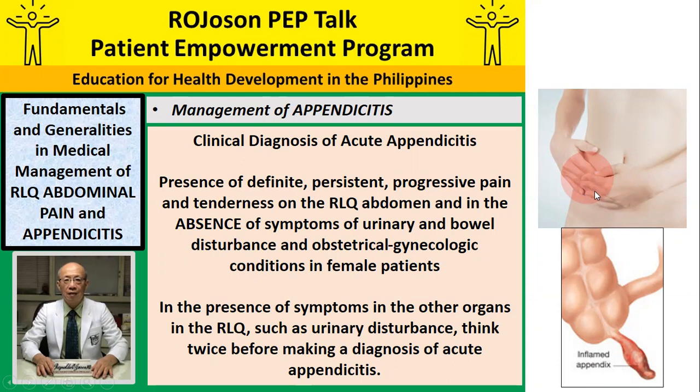So if there are no such symptoms, no vaginal discharge, no urinary disturbance, no diarrhea per se, then in the presence of this definite, persistent, progressive pain and tenderness, which can only be obtained by close observation, you think of acute appendicitis. So that's how we diagnose acute appendicitis.